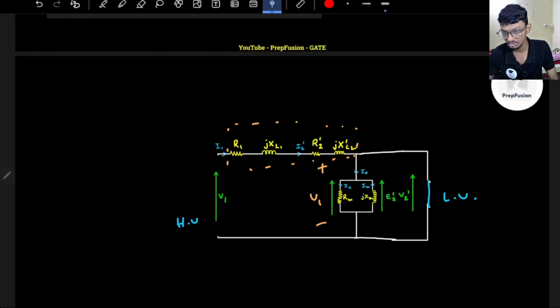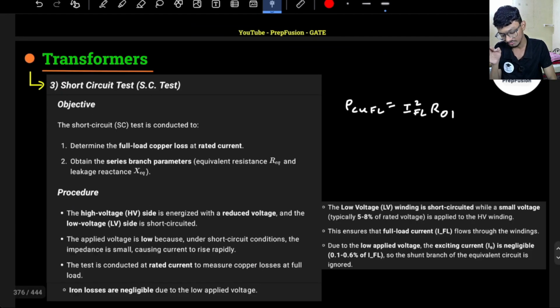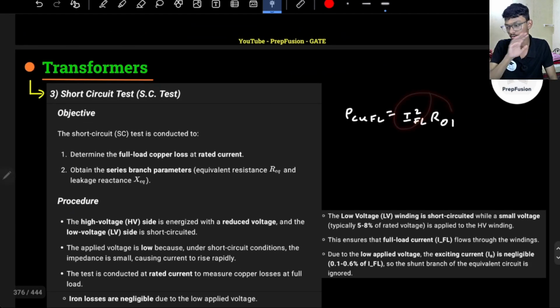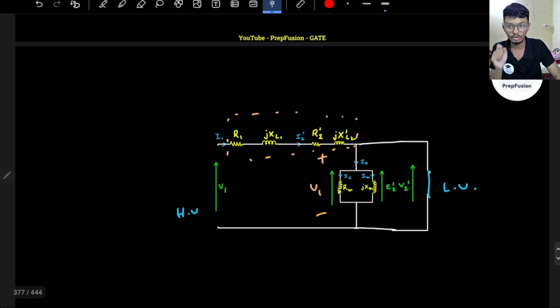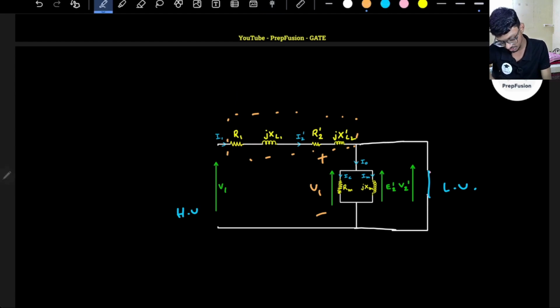In case of core loss, the core loss depends on the flux density and frequency. So that's why flux density needs to be rated. That's why the voltage and frequency must be rated in the core loss. In short circuit loss, the full load copper loss is only dependent on the current. Okay, R01 is just a constant number, right? It is only dependent on the current. So I have to pass full load current. So that is the advantage basically. So overall, this will be my PCUFL.